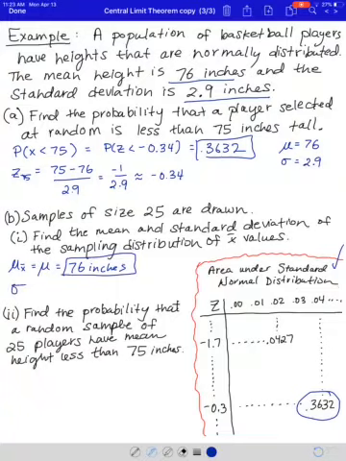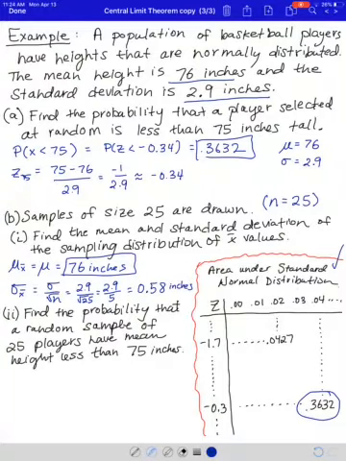And to find the standard deviation, sigma sub x bar, that's going to be our population standard deviation divided by the square root of n. Notice here our sample size is 25, so n is equal to 25. So we're going to get sigma, which is 2.9, divided by the square root of 25. That gives us 2.9 divided by 5, which comes out to 0.58 inches. And so there's our standard deviation.